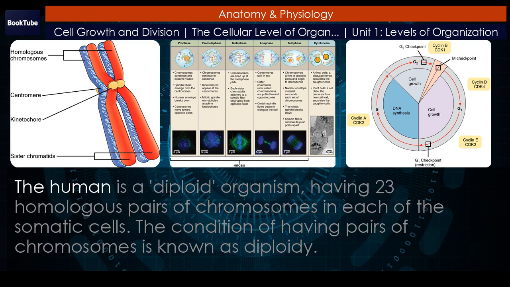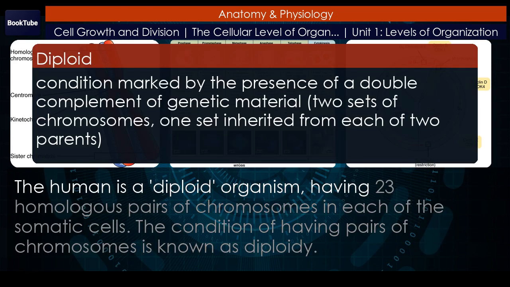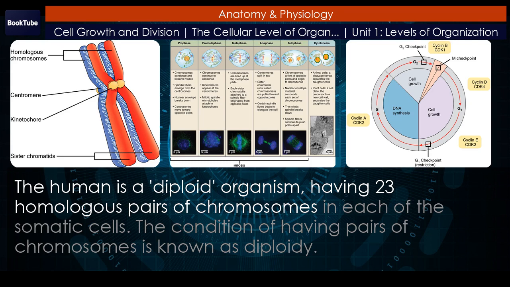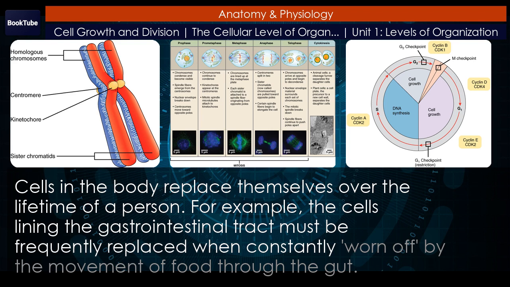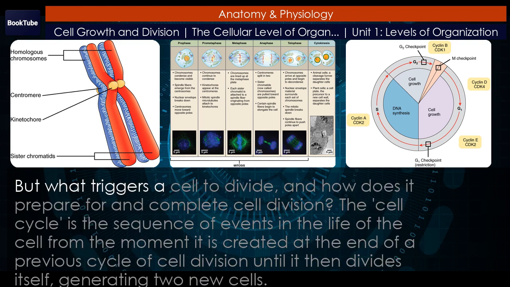The human is a diploid organism, having 23 homologous pairs of chromosomes in each of the somatic cells. The condition of having pairs of chromosomes is known as diploidy. Cells in the body replace themselves over the lifetime of a person. For example, the cells lining the gastrointestinal tract must be frequently replaced when constantly worn off by the movement of food through the gut. But what triggers a cell to divide?